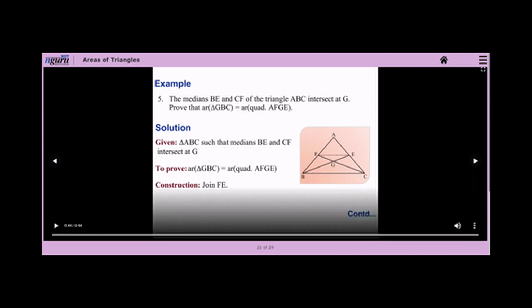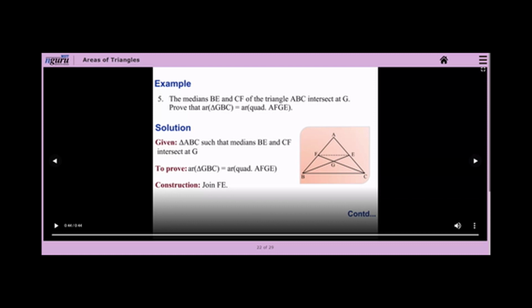Join FE. How to prove GBC equal to AFGE? BE is the median, CF is the median. Area of ABE equal to area of BCE, ma'am, and area of BFC equal to area of ACF. That much we know. How to get BGC from BEC? How to get it?